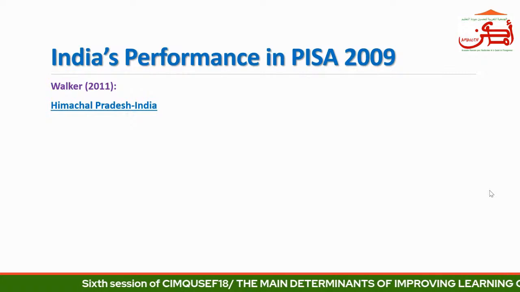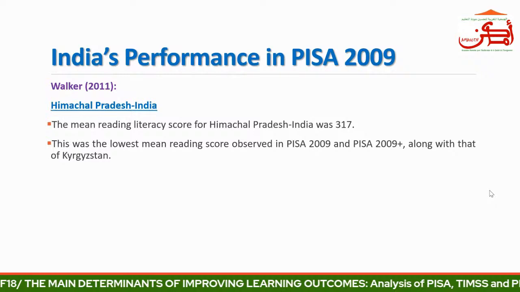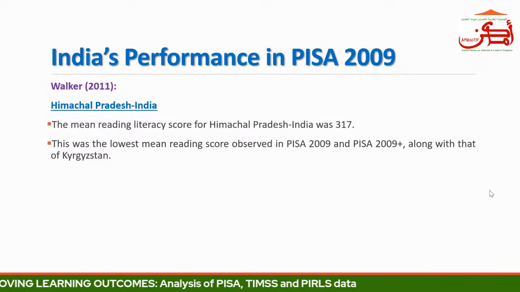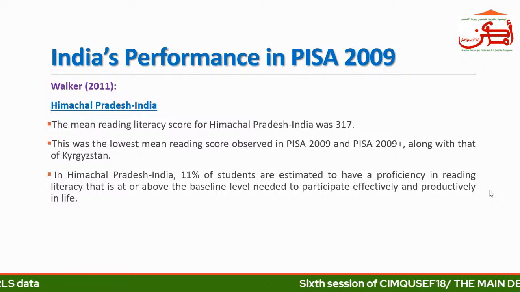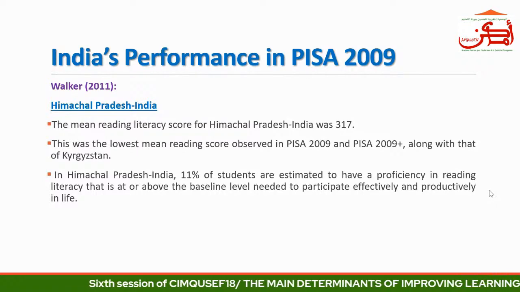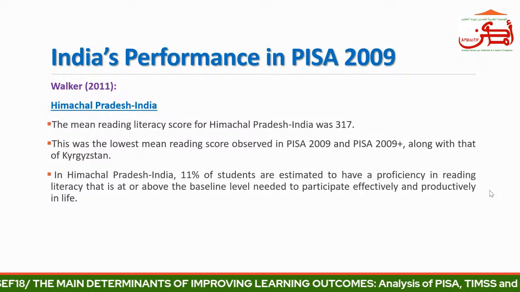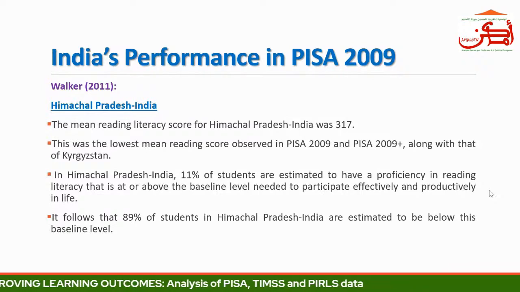According to Walker 2011, in HP, which is one of the states of India, the mean reading literacy score was 317. This was the lowest mean reading score which was observed, along with that of Kyrgyzstan. And 11% of the students were estimated to have a proficiency in reading literacy at or above the baseline level. So only 11% of the students met the baseline level of reading proficiency. And 89% of the students in this state, HP, were below the baseline level.